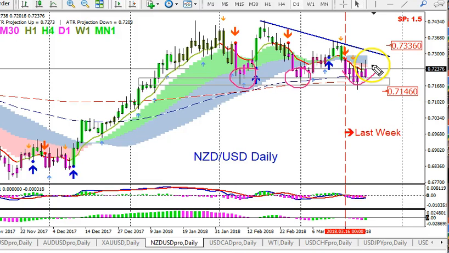Price has not closed up above the 8. This is the 8 EMA. We have pink below blue. That means we're looking for sell trades. When you have pink below blue, we're looking for sell.